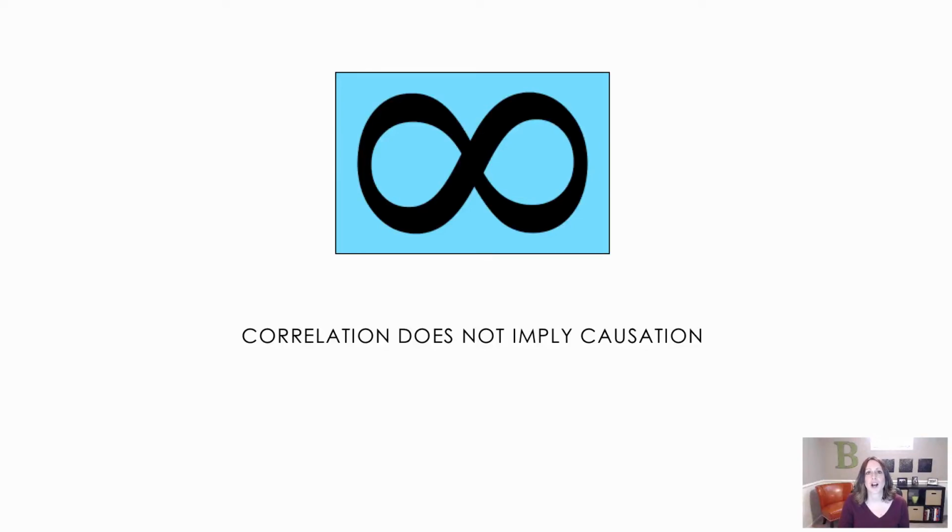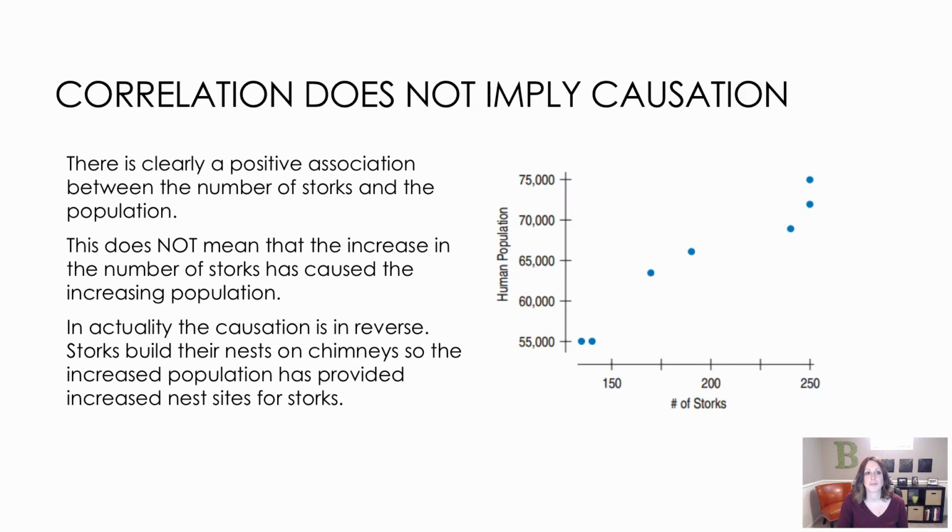In this lesson, we will talk about correlation and causation and how one does not imply the other. Looking at this graph of the number of storks and the human population, it appears that there is a strong positive linear association. That does not mean that the increase in the number of storks has caused an increase in the number of babies, despite the fact that storks bring babies. Just kidding. In actuality, the causation is in reverse.